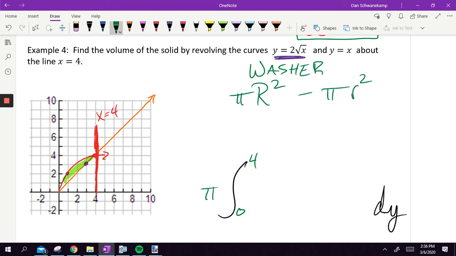I can take pi out. All I need to know is what the big R and the little r are going to be. Parentheses squared minus parentheses squared. I need my big radius. Cassie, where do you think your line is going to start for your big radius? At 4, at the right line. So she's starting at the right line of 4, and you're going to go until when? 4, good. 4 minus.